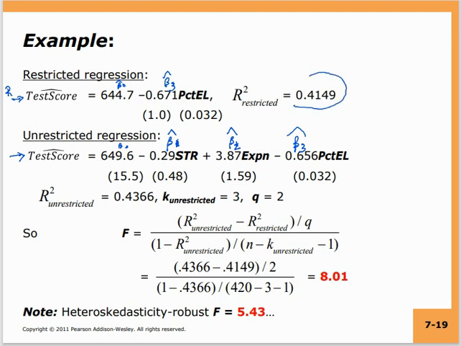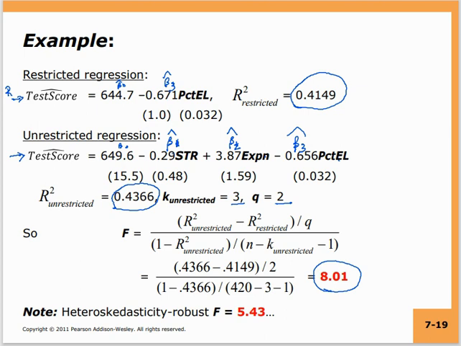When you run the restricted and unrestricted models, these are the things we get, but we are really interested in the R square of the restricted model, which is 0.4149, and the R square of the unrestricted model, which is 0.4366, and the number of k unrestricted is 3. There are 3 variables over here, and the number of restrictions we are testing is 2. So you put in the values for R square unrestricted minus R square restricted, divided by this. You just substitute these values and you arrive at an F statistic of 8.01.